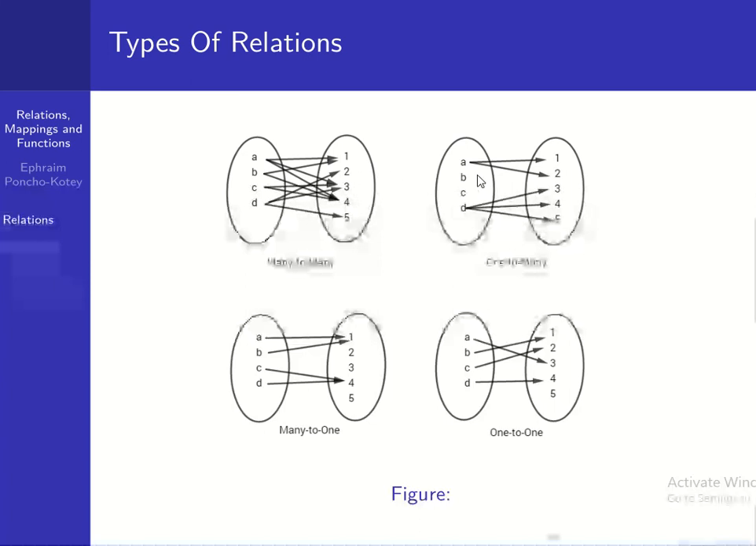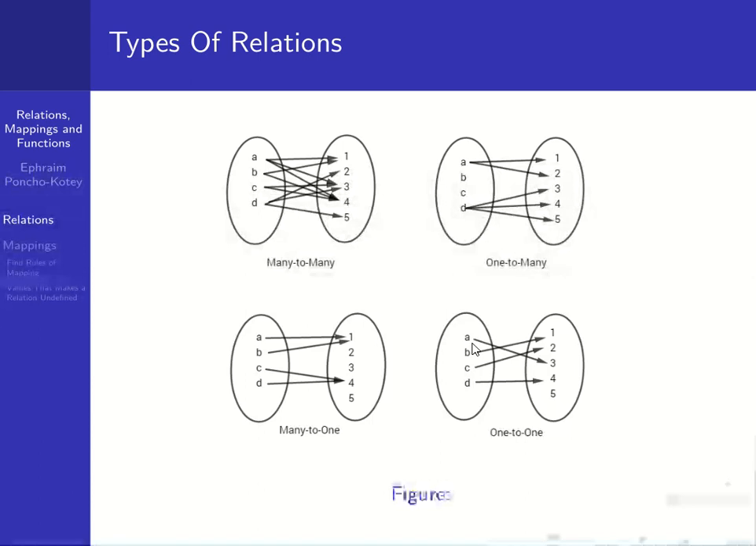Now, we look at 1 to many. For 1 to many, we have one element mapping to a lot of elements in the codomain. So that's what we call 1 to many. And for many to 1, a lot of elements map to one element in the codomain. Now, 1 to 1 is when we have one element mapped to exactly one element in the codomain. Every element in the domain maps to exactly one element in the codomain. So that's what we call 1 to 1. Now we know what the relations are.